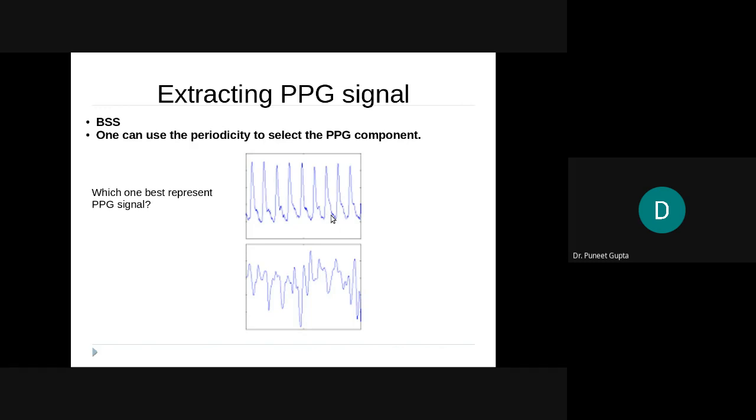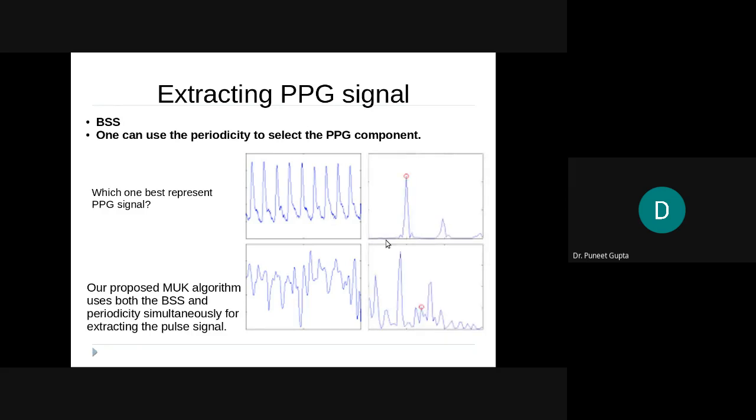So what does periodicity mean? You can convert into the frequency domain, find out your spectrum, and then what you will see is that at one frequency you have a high value, while at all other frequencies you are going to have pretty low values. So like here you have this high value, so this is highly periodic. Others are quite small. While in this one, it's a wavy kind of spectrum.